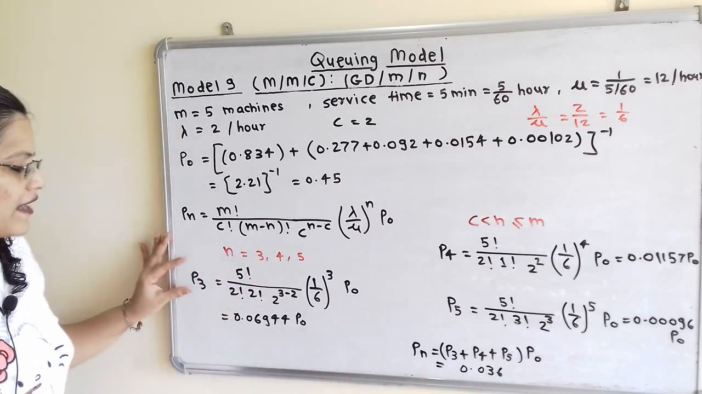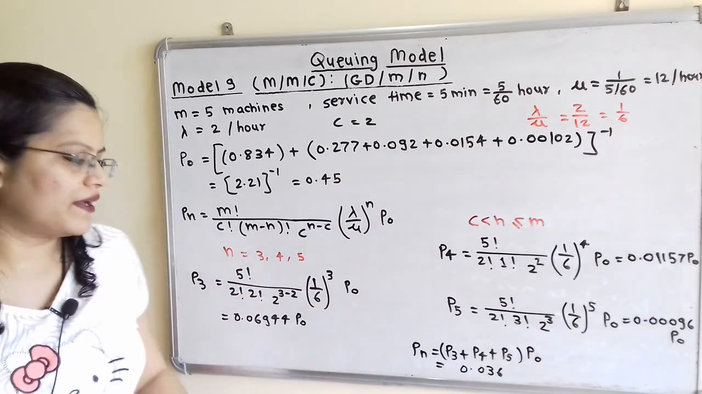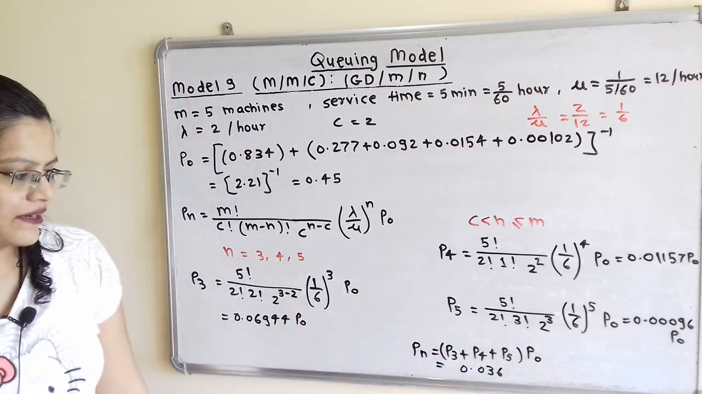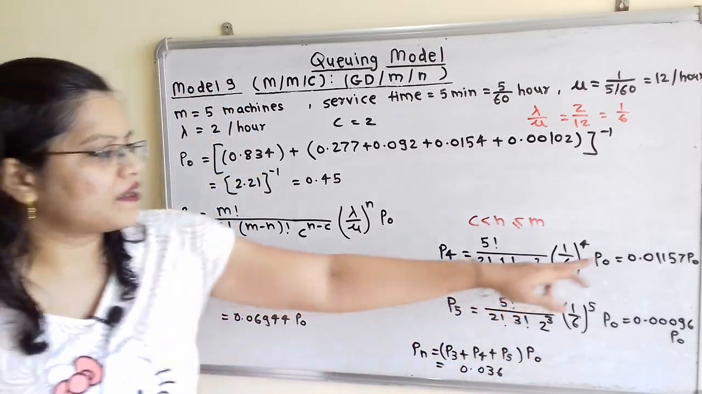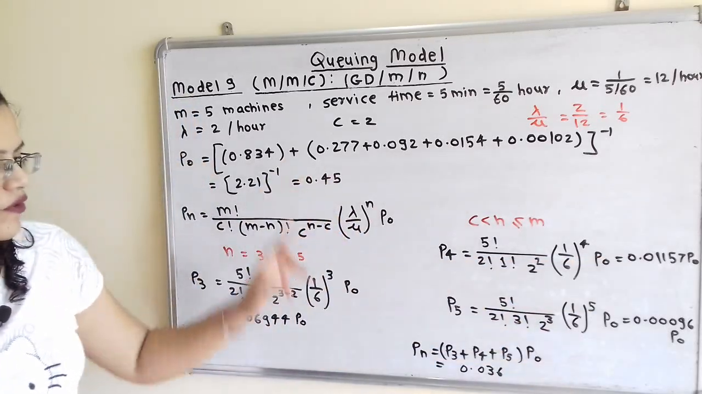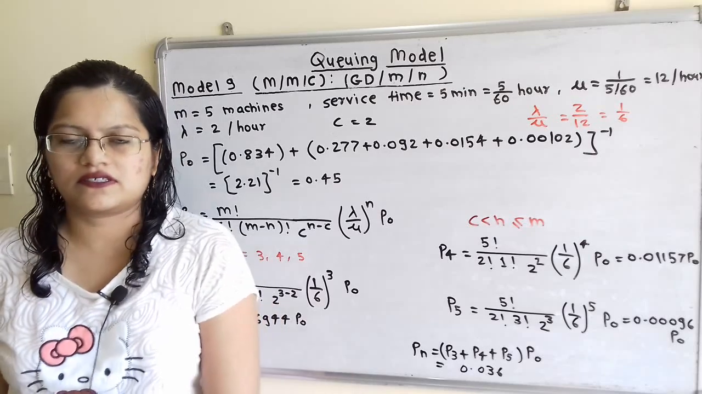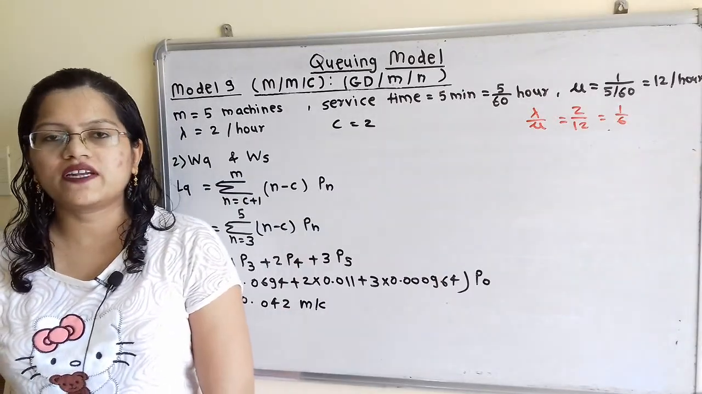So how to calculate Pn? That is, we have to add this P3, P4 and P5. P0 is a common term, so we will take it outside the bracket. So when we add all these values and multiply with 0.45, then we will get the answer 0.036.